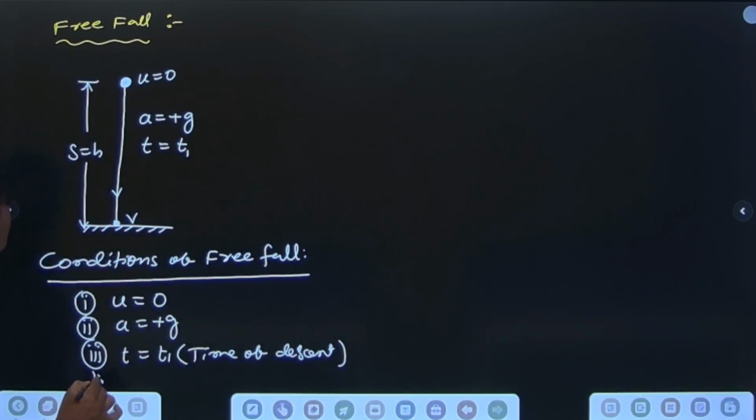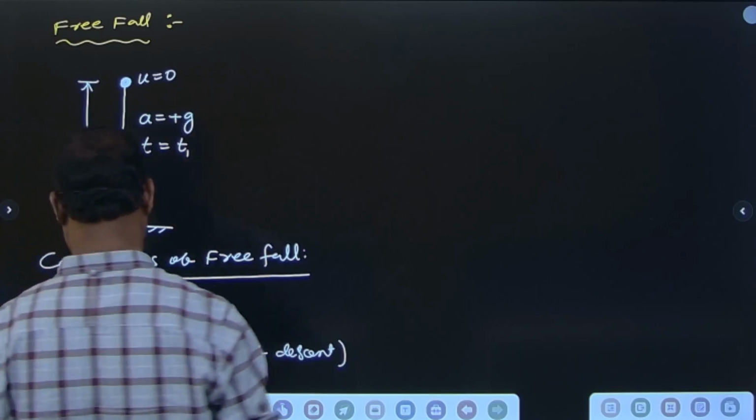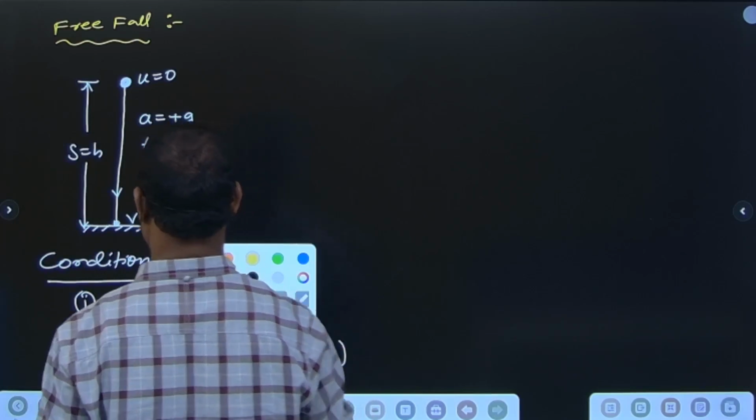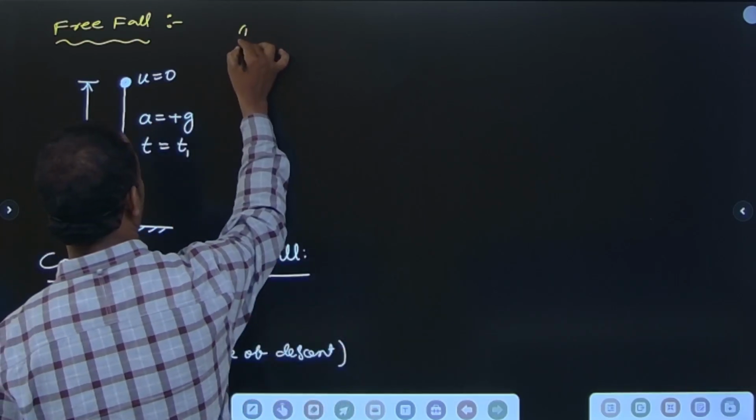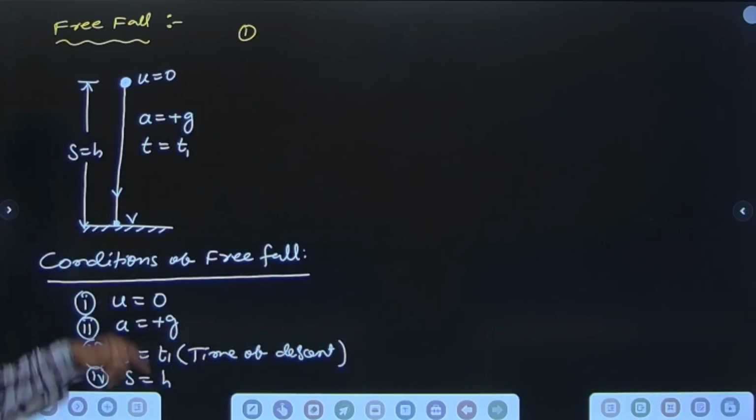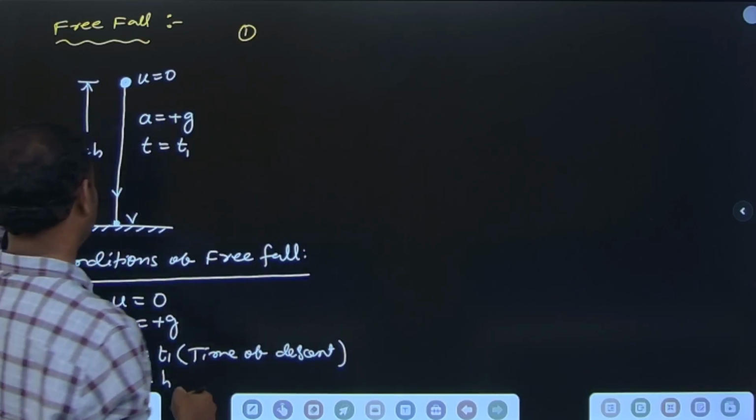And the fourth one is the final velocity, and the distance s is equal to h. Now, one by one. For the first one, with what velocity does the body reach the ground?